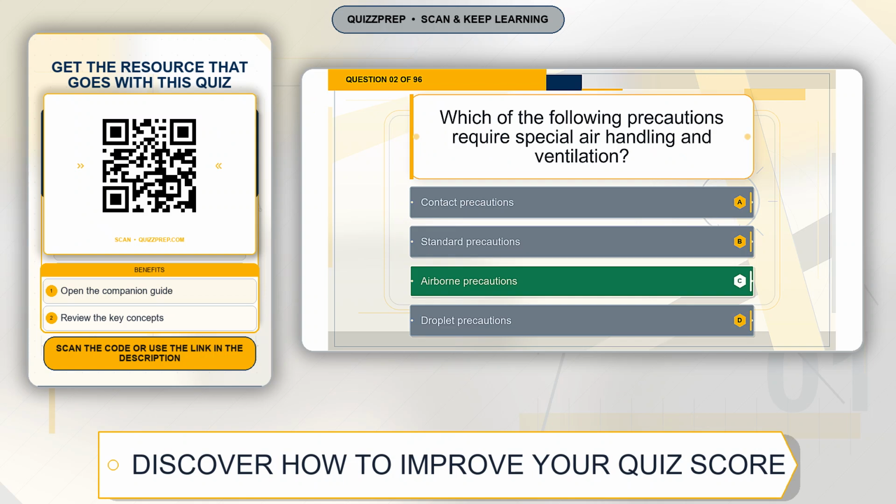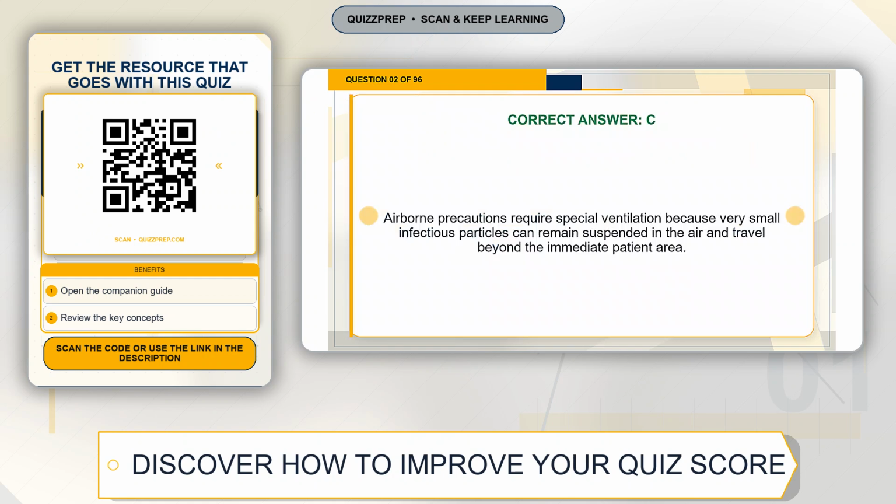Airborne precautions. Explanation. Airborne precautions require special ventilation because very small infectious particles can remain suspended in the air and travel beyond the immediate patient area.